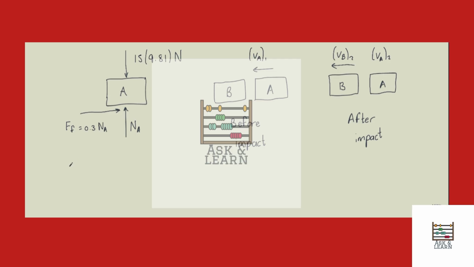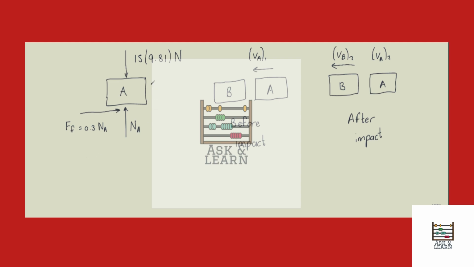In this problem, we have a block A, which is sliding along a surface with a known coefficient of friction. When the block arrives at another block B, which is attached to a spring, it collides with block B and the spring is compressed. We want to calculate the maximum compression of the spring due to the collision. So firstly, we'll look at the principle of work and kinetic energy.